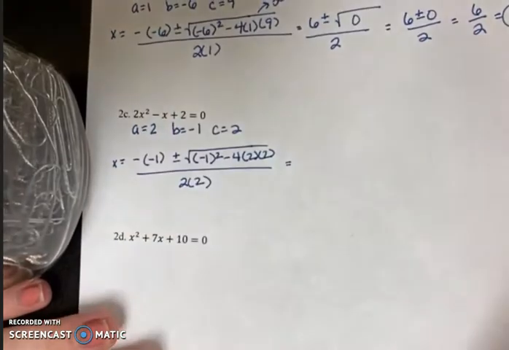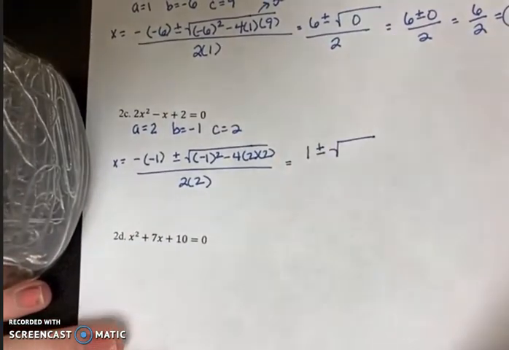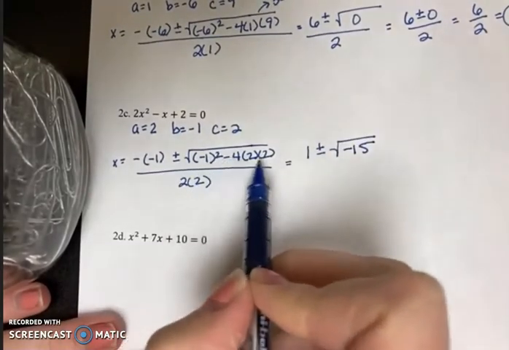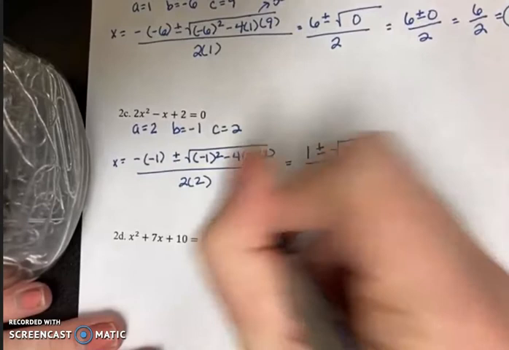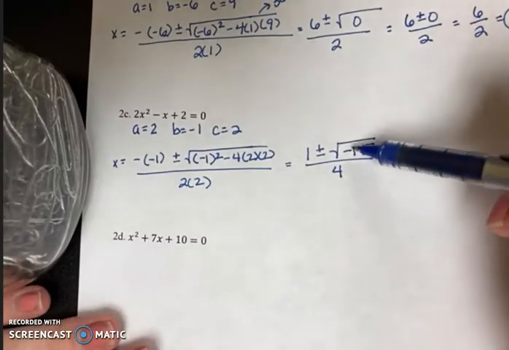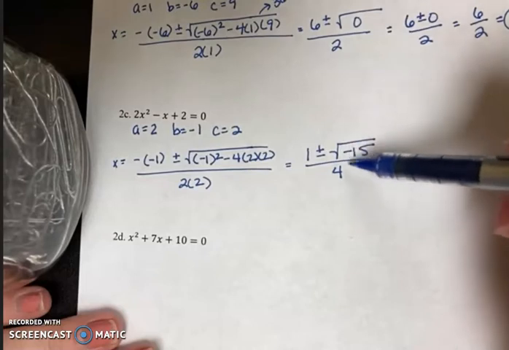Two negatives make a positive, so I have +1 plus or minus the square root of, we already showed the solution process in 1c, so I know the discriminant is -15 because I had 1 minus 16, all over 2 times 2, which is 4. Now I need to simplify. So the first thing I'm going to do is simplify the radical.